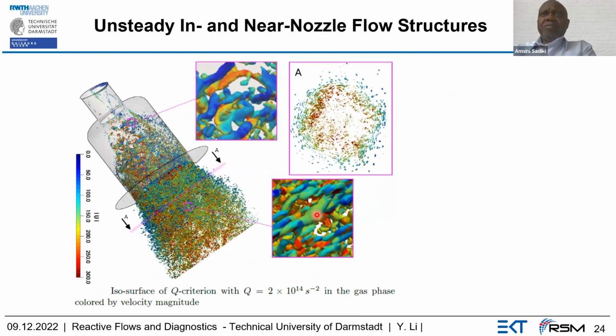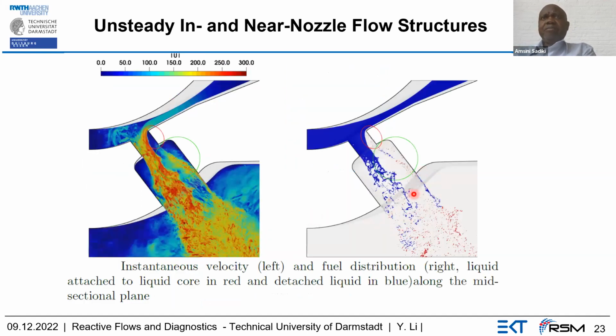But to see how this interaction takes place, we first try to recover the turbulence of the flow. For that we use the Q criterion with this value here in the gas phase, and we color everything by velocity magnitude. And we see the vortices which are formed. If we zoom in at this area here, we see them also, and this really causes the disintegration of the liquid, as we have seen at this position there.